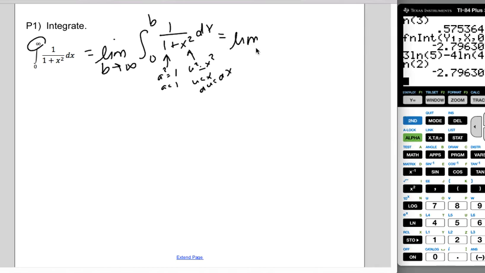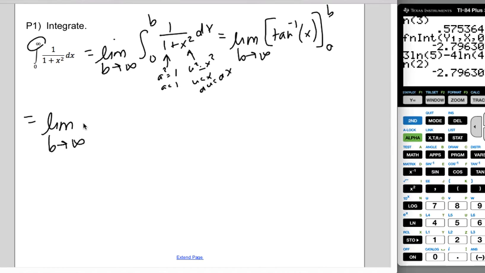So this is the limit as b approaches infinity of the arctan, or inverse tan, I don't care which one you write, of x evaluated from 0 to b. So what's going to happen is we're going to get that this is the limit as b approaches infinity of the arctan of b, which we'll deal with in a sec, minus the arctan of 0. So remember, arctan is saying what angle has this value, like what angle has the value infinity?